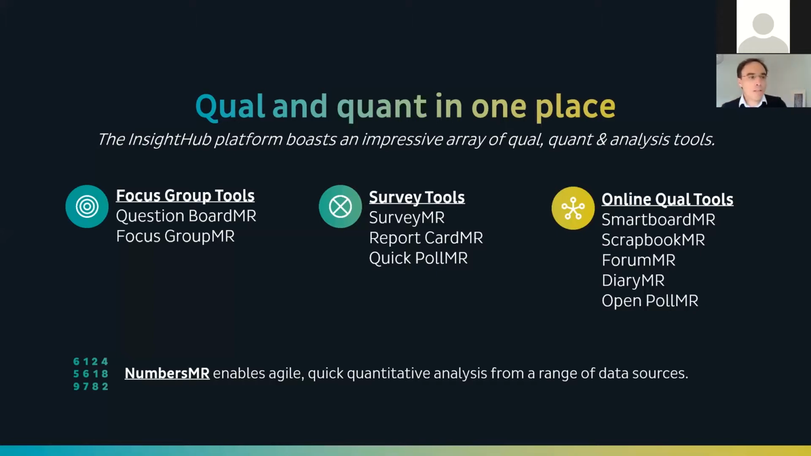Online qual tools on the right, so things if you want to create communities, or if you want to create pre-tasks or post-tasks to those focus groups, if you want to run a diary study, all of those good things on the right-hand side. Smartboard and Scrapbook MR are all about images, really. Smartboard MR is for testing images. We'll see that today, hopefully. Forum MR more for communities, as is Quick Poll MR and Open Poll and Forum.